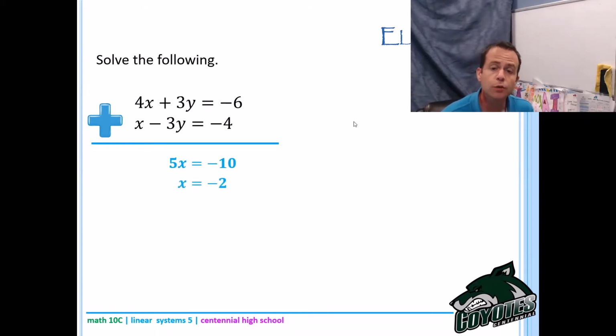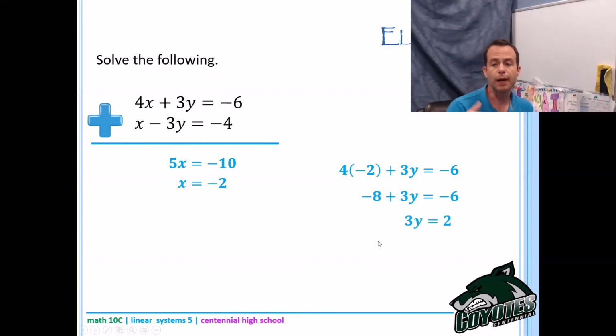Okay? So once I know one of them, I go back to one of the original, it doesn't matter which one, plug in what I know, and solve for what I don't. So I knew that x is -2. So now I have 4 times -2 is -8. I want to add 8 to both sides, and then I want to divide both sides by 3. And so y is 2 over 3.